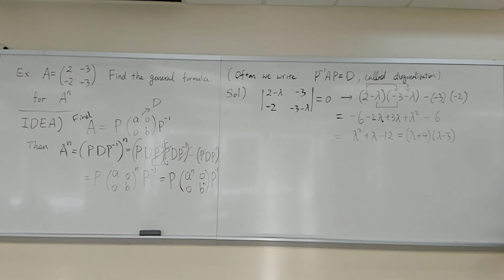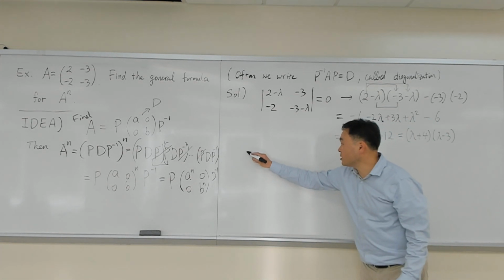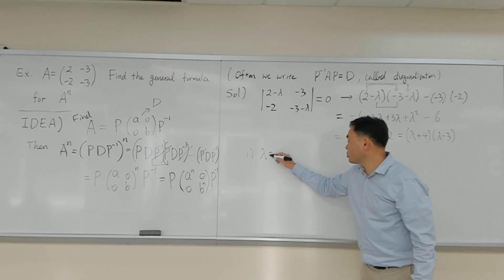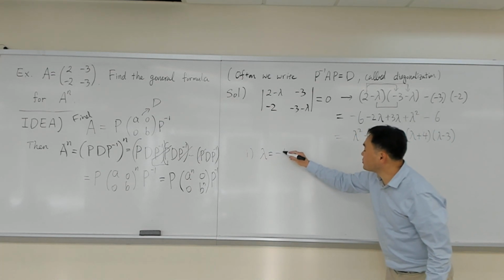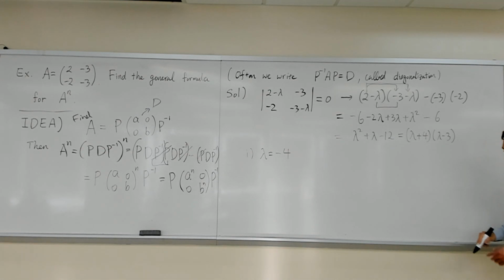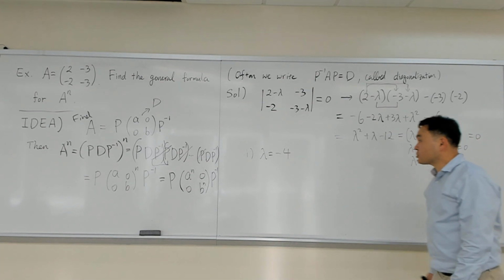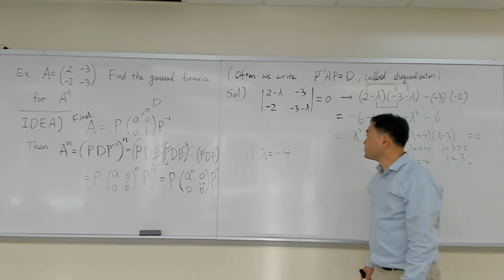Okay, therefore we find that lambda equals negative 4. We're trying to set this equal to 0, so we set lambda plus 4 equals 0. That gives you lambda equals negative 4. Lambda minus 3 equals 0, you get lambda is 3, right? So those are the two eigenvalues. Now we have to find eigenvectors for each one of these eigenvalues.